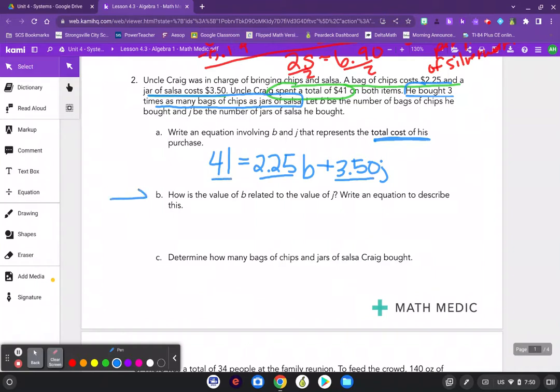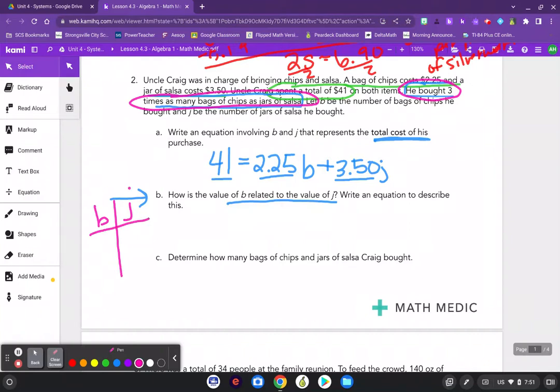B says, how is the value of B related to the value of J? All right, so it does say he bought 3 times as many bags of chips as jars of salsa. And I have to be honest, this throws me every single time. So what I like to do is try to come up with some scenarios, right?